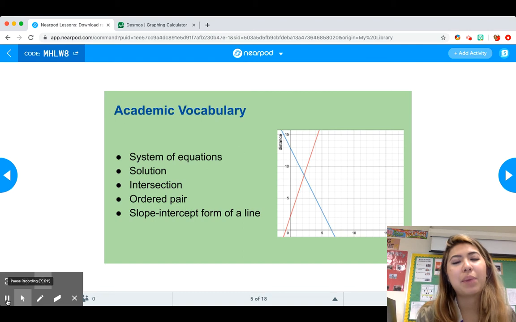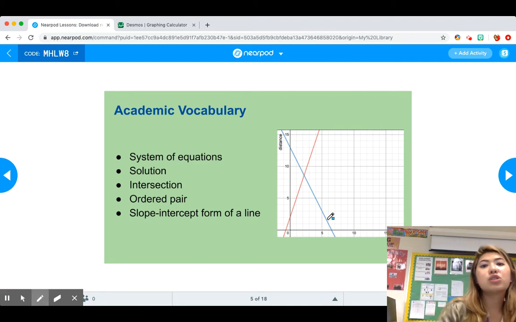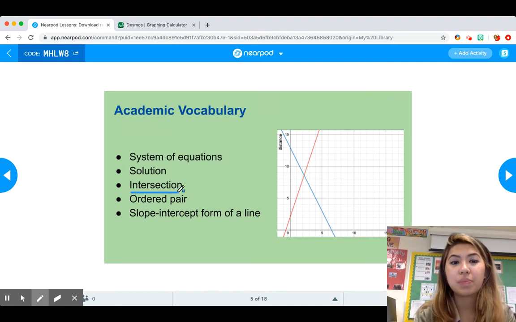Some academic vocabulary words. So as I was reading the lesson target, I also clarified and used some of these words. So the first one is system of equations. So a system of equations is usually two linear equations, and sometimes the system has a solution and other times it doesn't have a solution, or it has multiple solutions. And a solution in this case will be the same thing, at least when it's a graph of two linear equations, will be the intersection. So in this example right here, the solution would be at this point right here, whatever the coordinates of that point is.